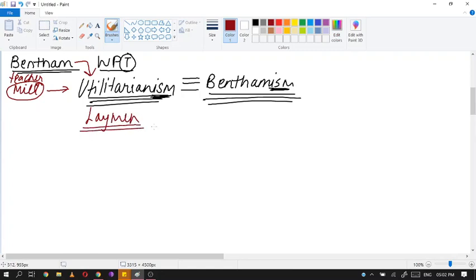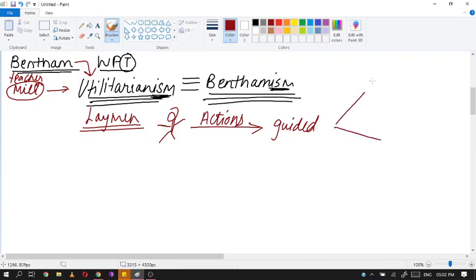Even a common man can understand it. What is the concept? कि भाई man है ये, and he can do what actions, and his actions जो हैं are guided by only two things, two masters, pain and pleasure, nothing else. Pain and pleasure.